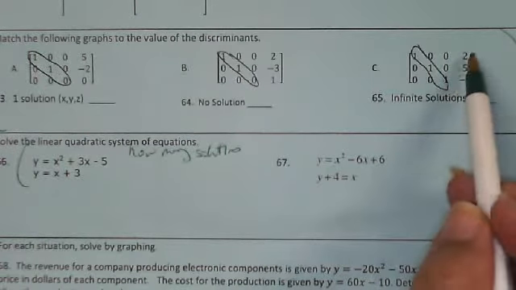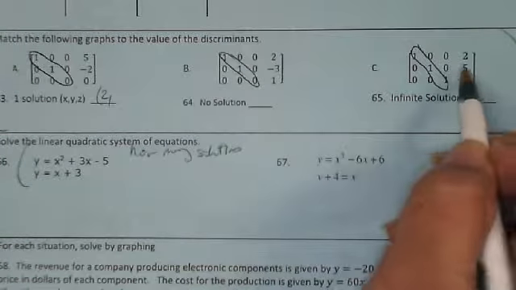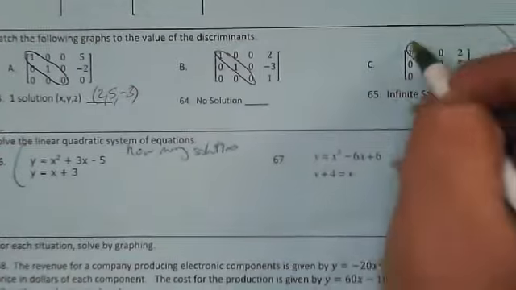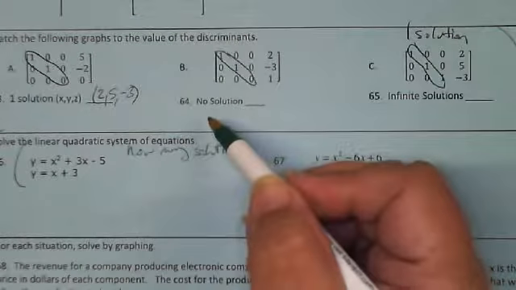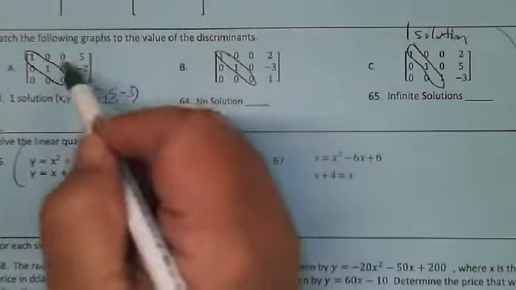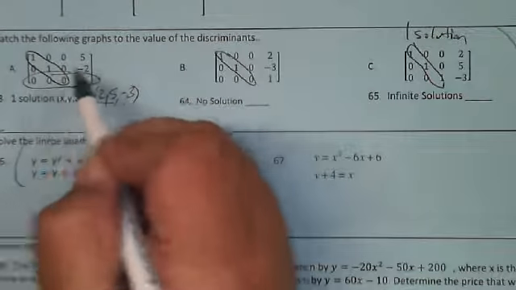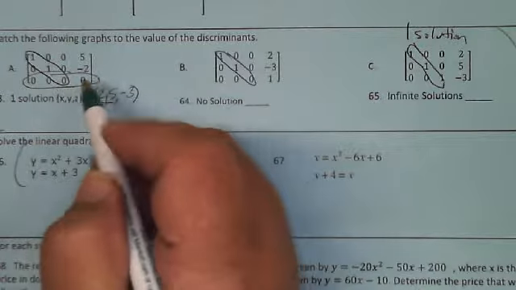When you have 3 ones in a row, your solution is x is 2, y is 5, and z is -3. This is one solution. So let's talk about the 2 that didn't. When you have no 3 in a row, there's a 0 at the bottom. You look all the way across. If this is O, O, O, O, O, this is infinite solutions.